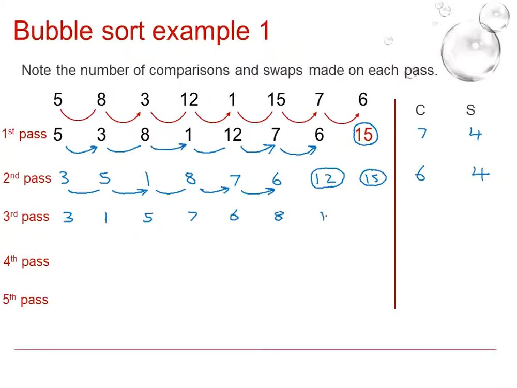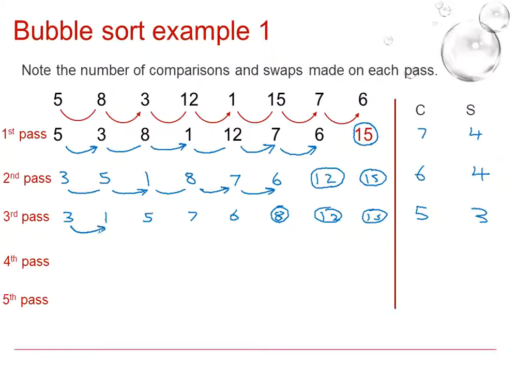And we know that 12 and 15 were already correct. So 8 has sunk to the bottom, so that one's fixed. We made 5 comparisons, and we made 1, 2, 3 swaps. So this is pass number 4 now.